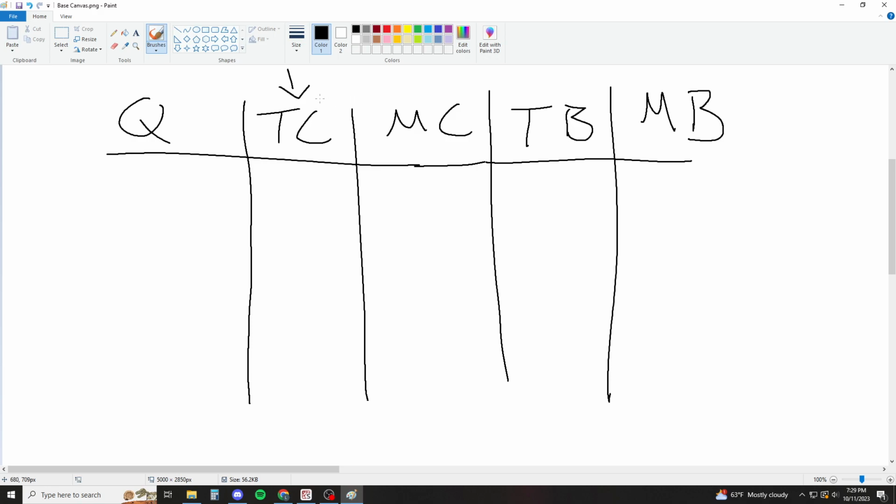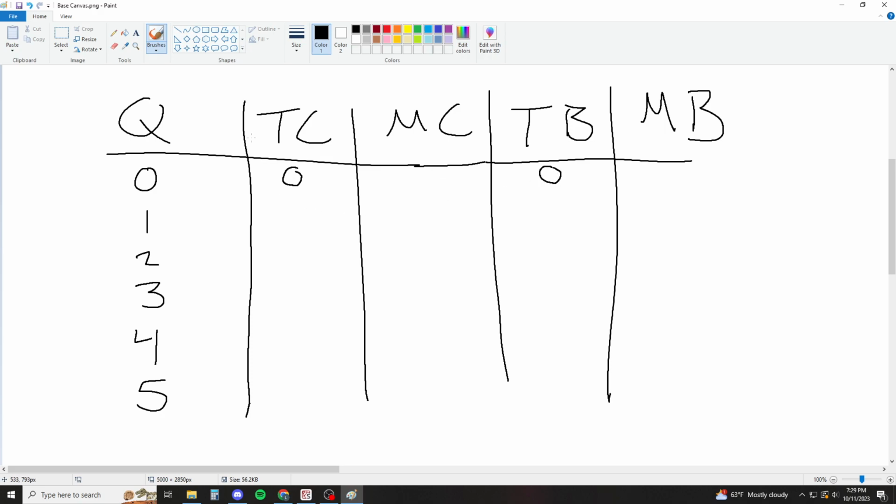Eventually in class, total cost is going to get split up into other things. So if you've learned that already, awesome. If not, don't worry. 0, 1, 2, 3, 5. All right, total costs. I'm just going to make it easy for us and call it 0. Total benefit, I'll make it easy and call it 0.